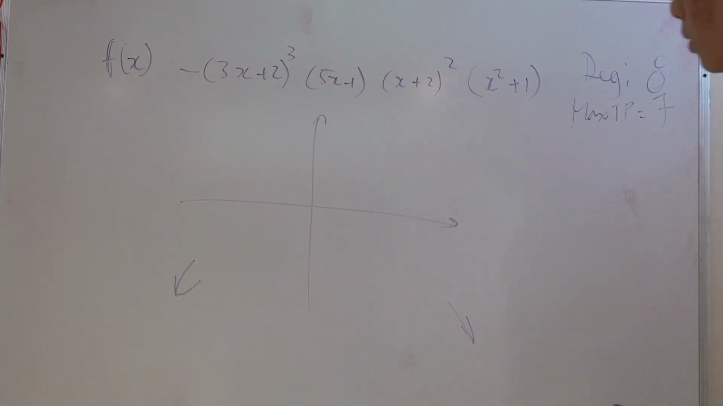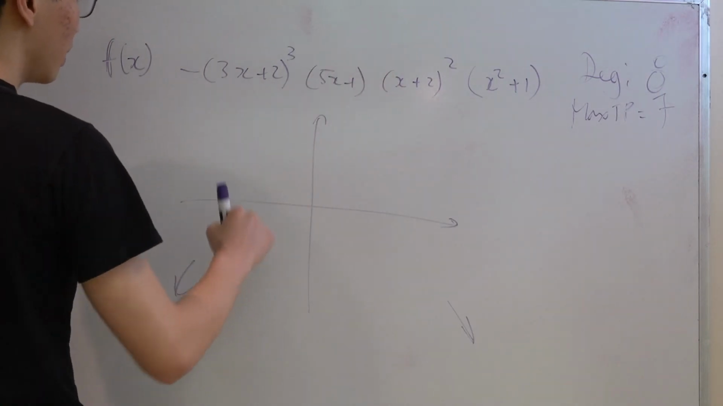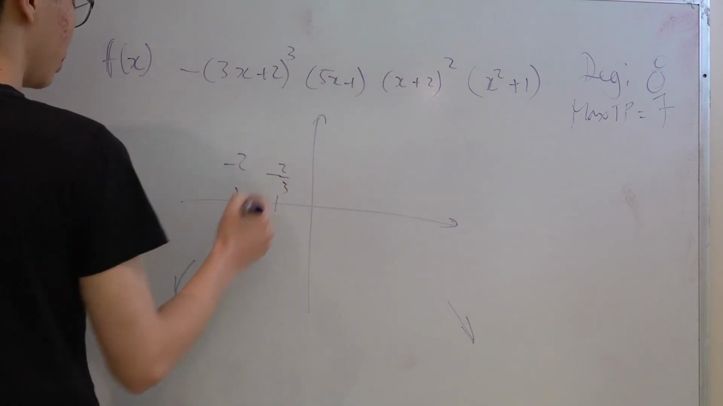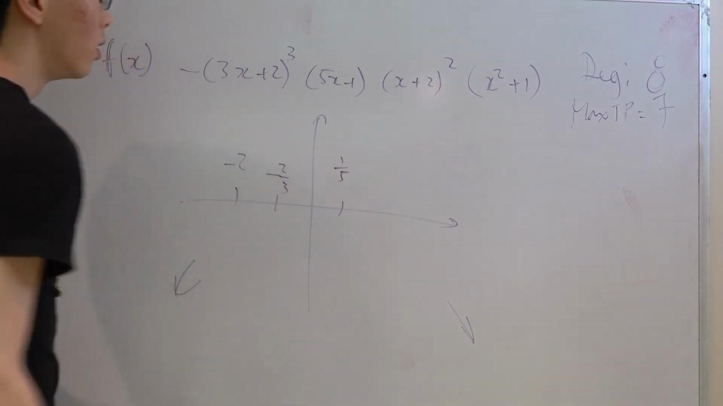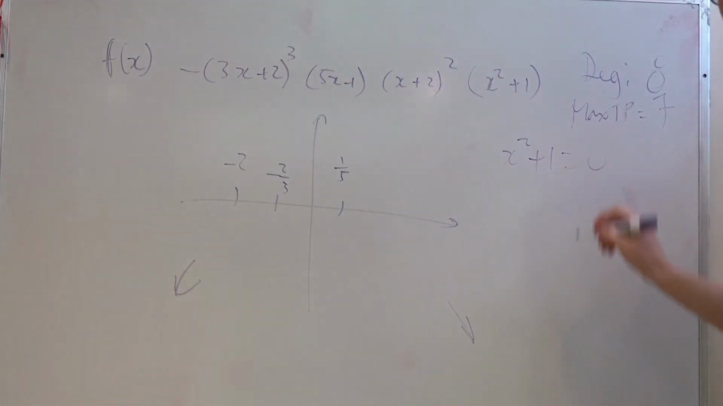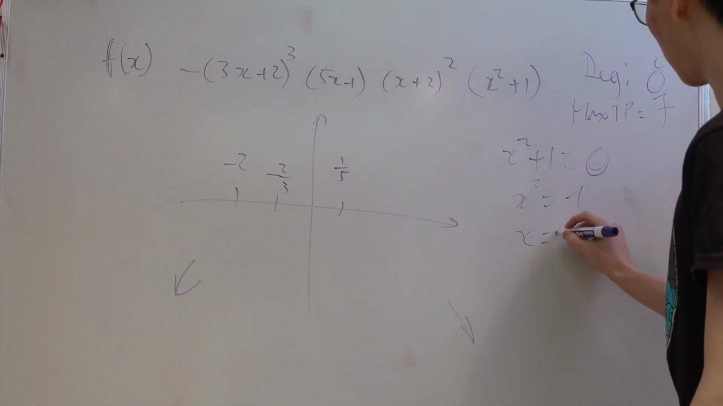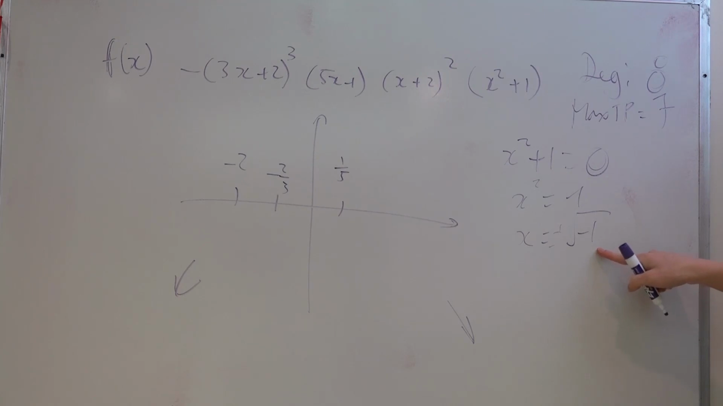But our roots, you may have noticed something strange happens. So let's go through it systematically. This one gives you negative 2/3. This one gives you negative 2, which should be here. This one gives you 1/5. And this one doesn't give you anything. Because if you try to solve the equation x squared plus 1 for 0, you'll get x squared equals negative 1, which means x is equal to plus or minus square root of negative 1. That literally doesn't make sense, because this is an imaginary number, remember? We said this in the very first lecture. You can't take the square root of a negative number.